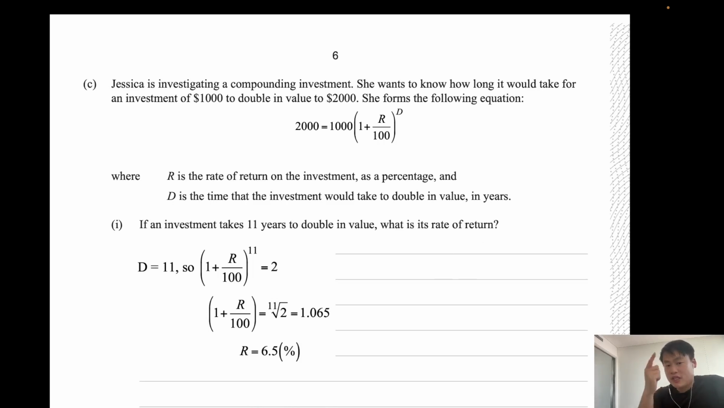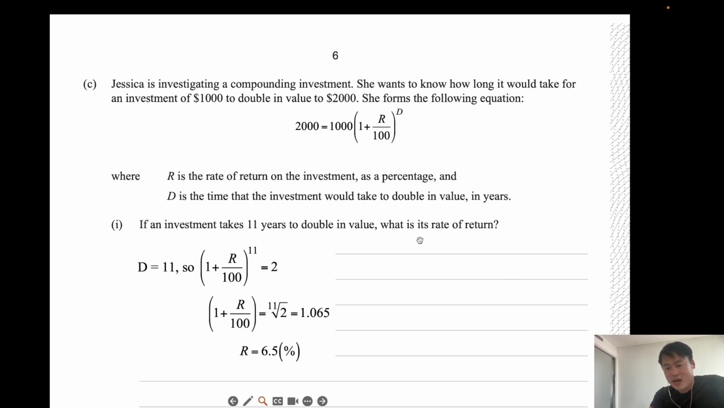Think about this. They give you an equation, didn't they? Remember the whole purpose of an equation? It's supposed to perform a certain function. It's supposed to give you useful information. So when they're asking you over here, you recognize this is how you interpret it, right? If you go straight to the question, if it takes 11 years to double in value, what's the rate of return?